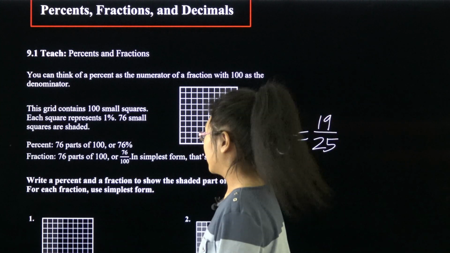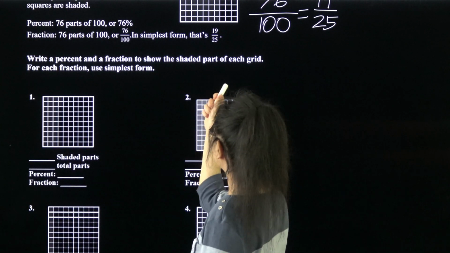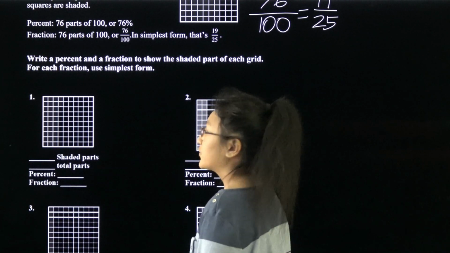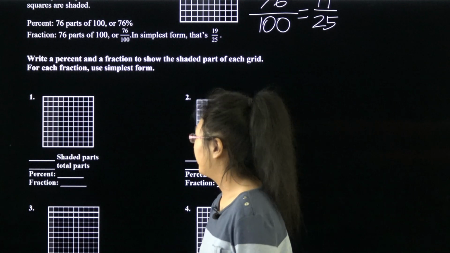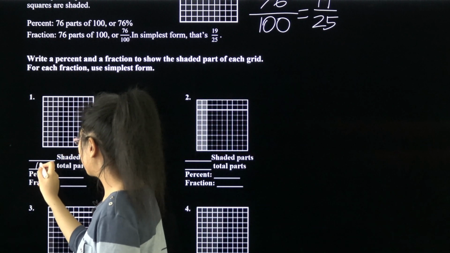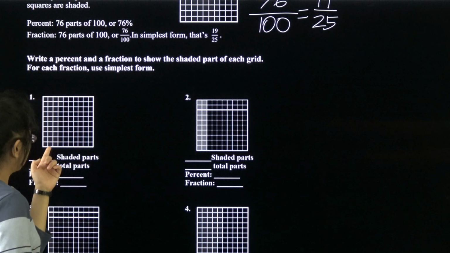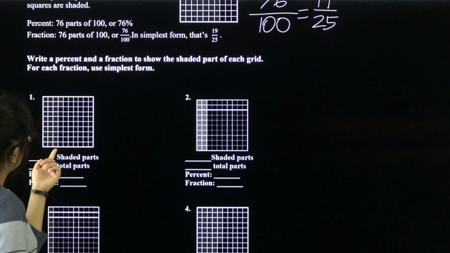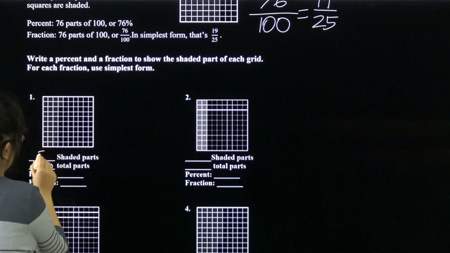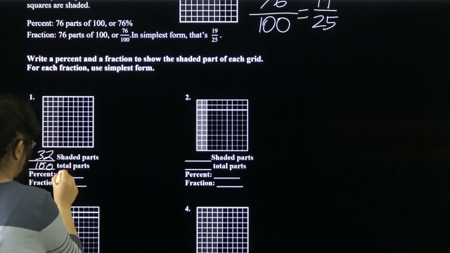Now, let's do some practice. Write a percent and a fraction to show the shaded part of each grid. For each fraction, use the simplest form. So there's 100 total parts for each of these grids. And let's count the number of shaded parts. Well, one of these columns is 10, so this is 30, and then there's another 2. So there's 32 shaded parts. That would be 32%.